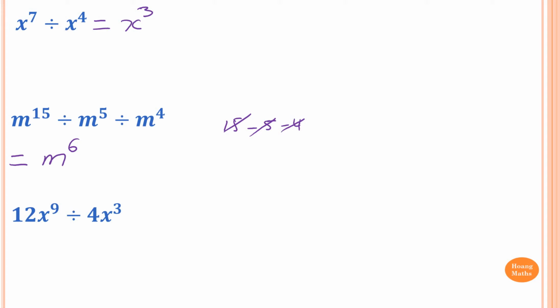12x to the power of 9 divided by 4x to the power of 3. So number divided by number. So 12 divided by 4 is 3. And then x to the power of 9 divided by x to the power of 3, which is minus the index. So 9 minus 3 is 6. So therefore, the answer is 3x to the power of 6.